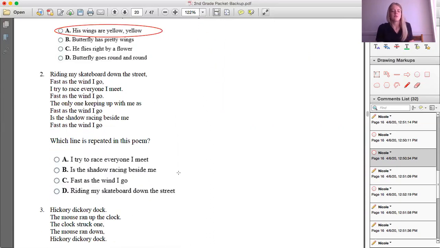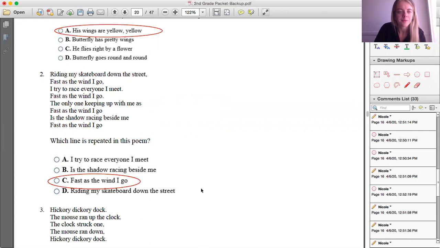Number 2: Riding my skateboard down the street, fast as the wind I go. I try to race everyone I meet, fast as the wind I go. The only one keeping up with me, fast as the wind I go, is the shadow racing beside me, fast as the wind I go. Which line is repeated in the poem? Well, if you're reading it out loud, you will know: fast as the wind I go.